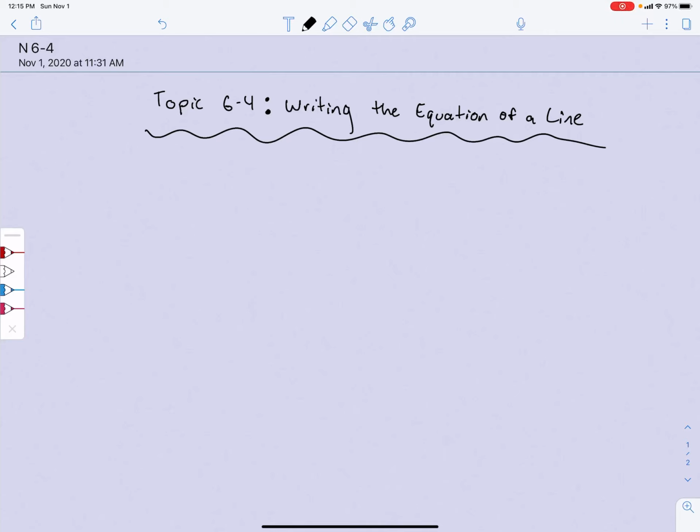All right, today we're going to talk about topic 6.4, which is writing the equation of a line. Now, last week we talked about slope and how to find slope, and that's very important. Now we're going to talk about how that relates to writing the equation of a line. How I go about writing the equation of a line is based on what information the question or problem is giving me.